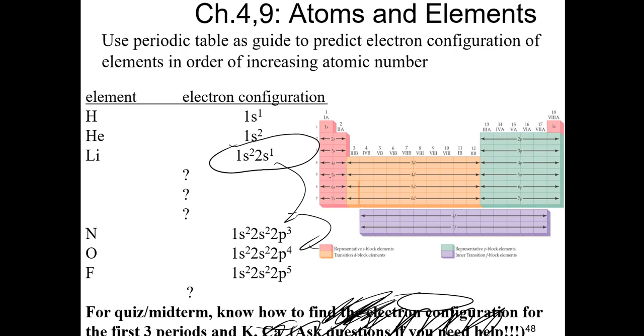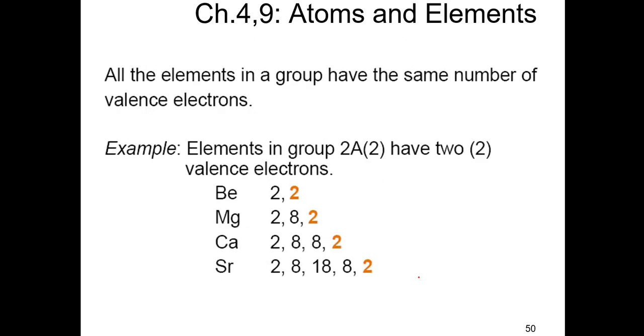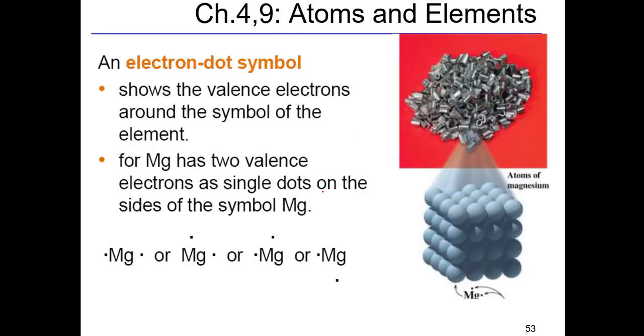Alright, so we'll cross that out. We'll move on. We already talked about valence electrons. There were the outermost electrons, and they match up with the group number. So magnesium is in group 2, or 2A, and it has 2 valence electrons.